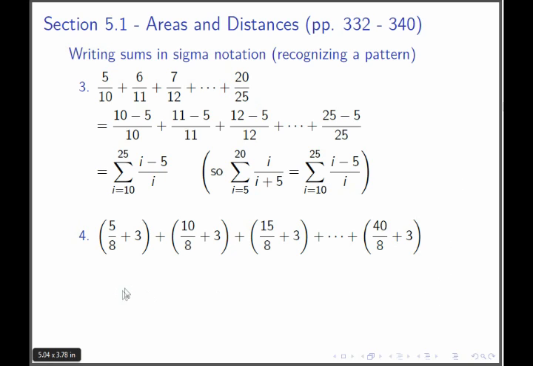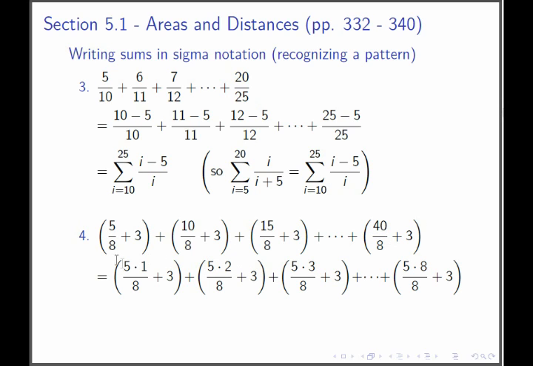Let's see, what pattern do we have here? The 8 and the 3 seem to be common among all of these expressions, so those will be constants. But then this expression here seems to be growing by 5s each time. And so our index must be included there. Well, let's see, I can write this as 5 times 1, and then 5 times 2, 5 times 3, and so on. And so we see that if I let the index range from 1 up to 8, then my sigma notation could look like this. 5 times your index divided by 8 plus 3, i ranging from 1 to 8.